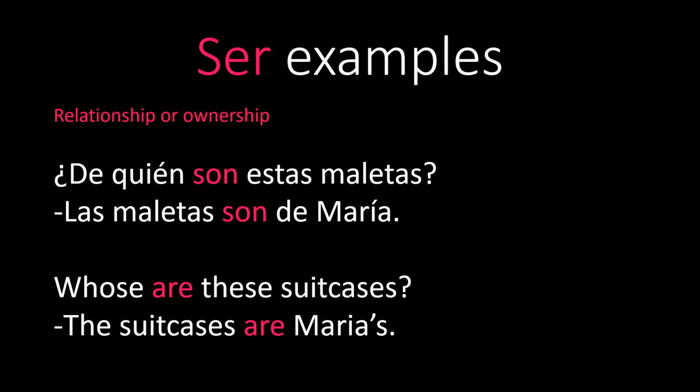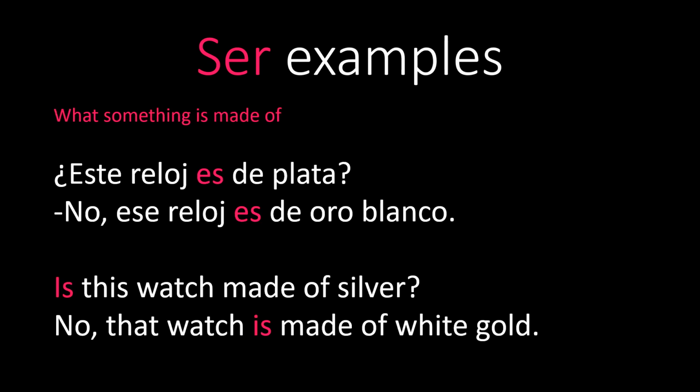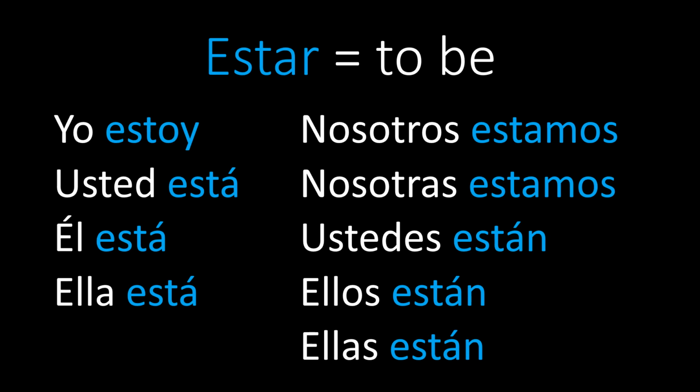If you'd like to say who owns what or what belongs to whom, you use the verb ser. ¿De quién son estas maletas? Las maletas son de María. If you'd like to say what something is made of, use the verb ser. ¿Este reloj es de plata? No, ese reloj es de oro blanco. Well, that was quite a long list.